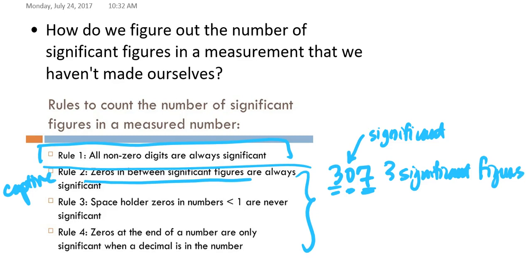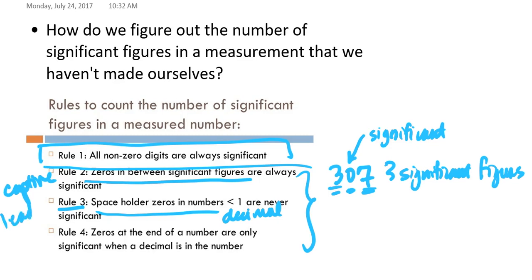Now in rule number 3, they're discussing how we have space holder zeros in numbers that are less than 1. So if I have a decimal, any space holder zeros are not significant. These are also sometimes called leading zeros. So if I have a number like 0.025, both of these zeros are space holder zeros because the 2 and the 5 represent the 2 in the hundredths place and the 5 in the thousandths place, respectively. These zeros are just there to make sure the 2 and the 5 are in the right spot to convey the right decimal value. These zeros are not significant.